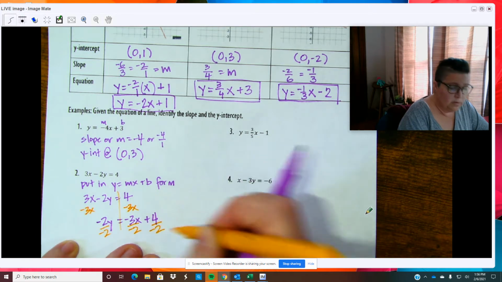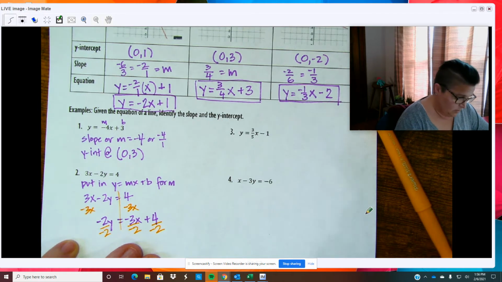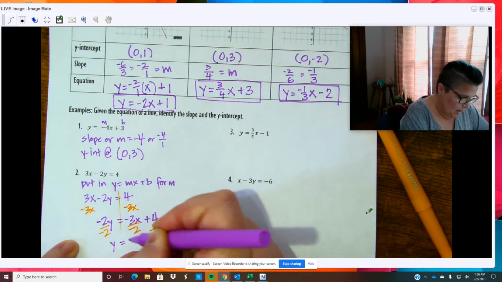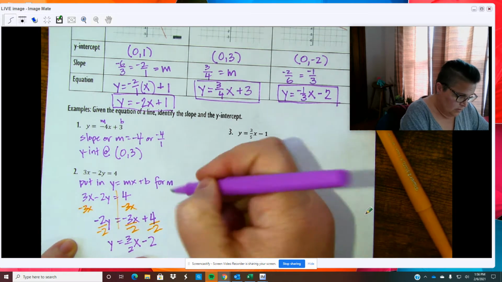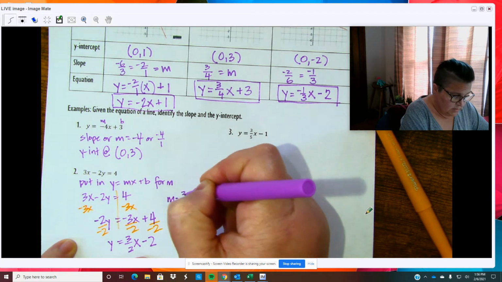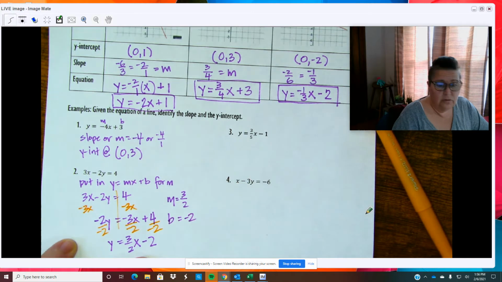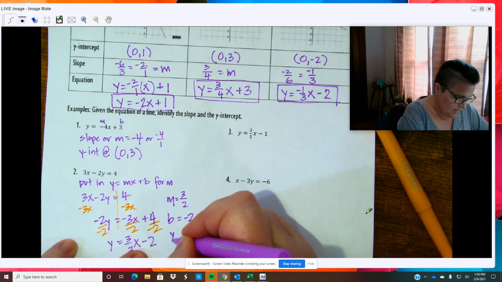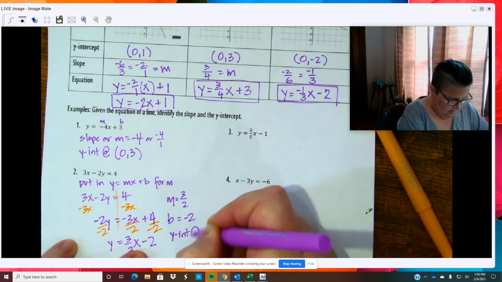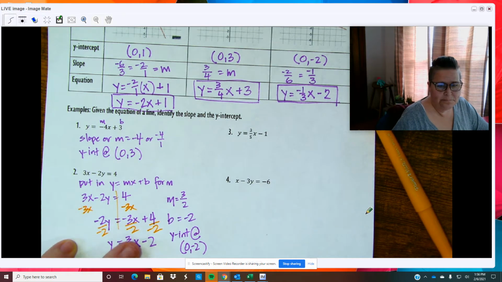I need to distribute that division throughout my problem, just as I would if it was multiplication. So y is 3/2 x minus 2. So I know my m, or slope, is 3 over 2, and my b, or y-intercept, is -2. So my y-intercept is at (0, -2). There we go.